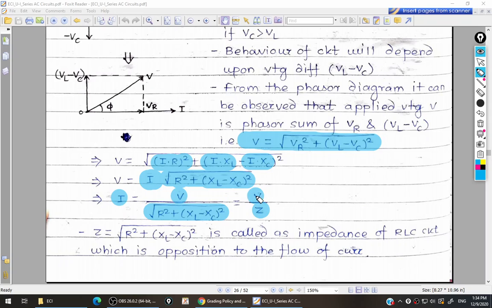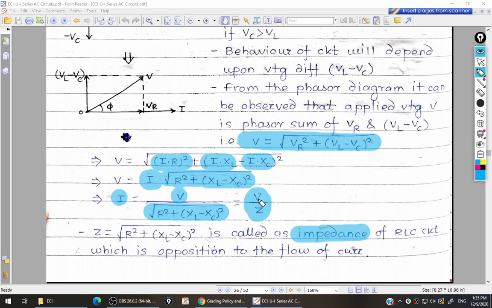So what is your current? Total voltage upon total impedance, and impedance is nothing but the combination of resistance and reactance. Here we have two different reactances, capacitive reactance and inductive reactance. So this parameter is your impedance, and resistance, XL and XC, all these three parameters are measured in ohm. So the unit of impedance is also ohm, and impedance indicates the total opposition to the flow of current. This is the basic information about this circuit.